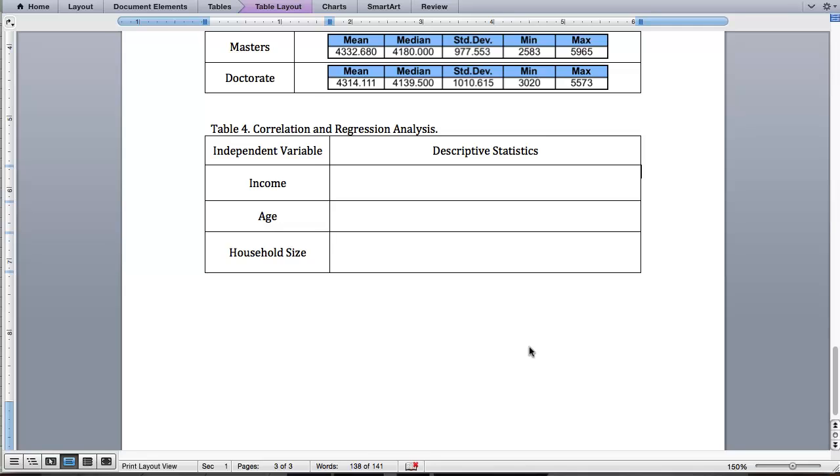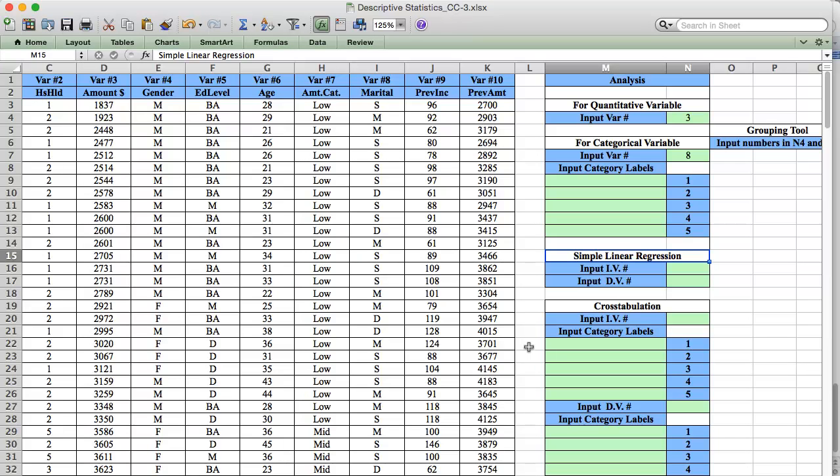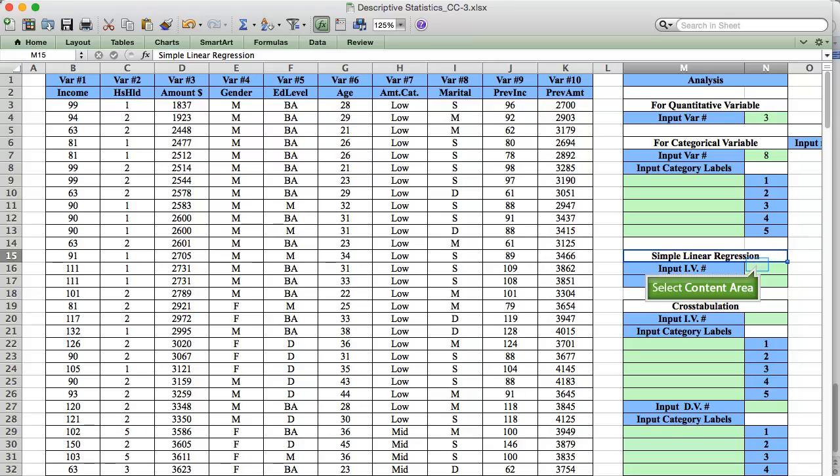So here we are at the Excel tool, and we'll start with income. Income, remember, is variable number 1, and that's going to be our independent variable. Our dependent variable, as always, is the amount charged. Regression and the group mean technique, both of these require a quantitative form of the dependent variable. So we're just going to use those amounts, the raw data, variable number 3.